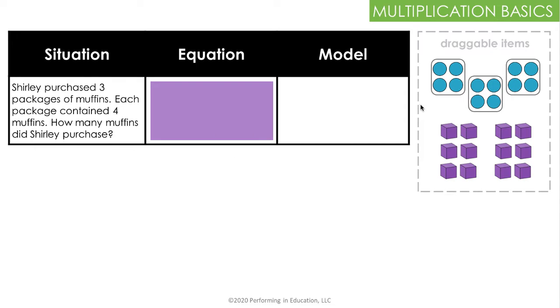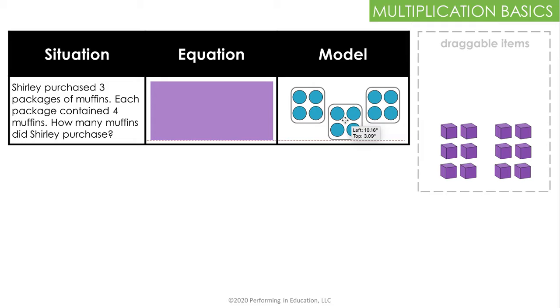So we've got some models to choose from over here. We don't need to draw a picture, but we could if we didn't have a model. We would need 3 packages or 3 groups with 4 muffins in each group. So right here, we have 3 groups with 4 in each group. Down here, we have 2 groups with 6 in each group. So this is our model. 3 packages, 4 muffins per package. That matches our model. And then we need to write a number sentence.